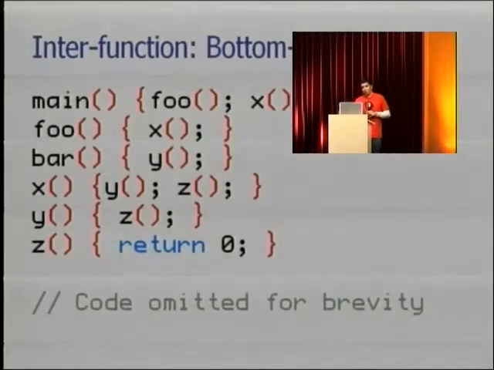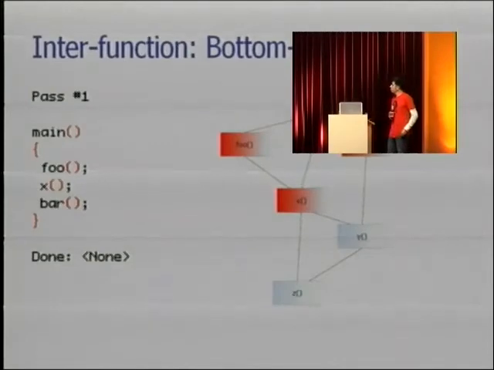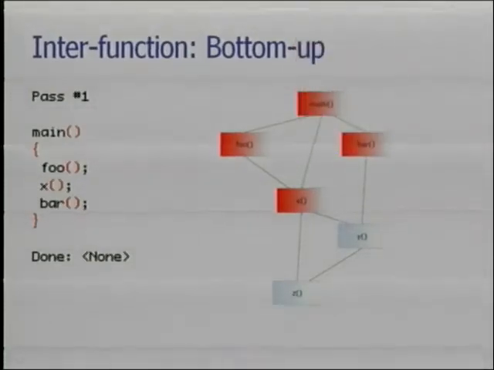So this is the same code. And the first pass is a little bit different. In the first pass, we start in main, and we look at all the function calls in main. If they're calling something else, if they're not solved, none of these are solved. We don't know what foo does exactly. We don't know what x does. We don't know what bar does. So none of them are done. We don't have any information about this, so we have to move on.